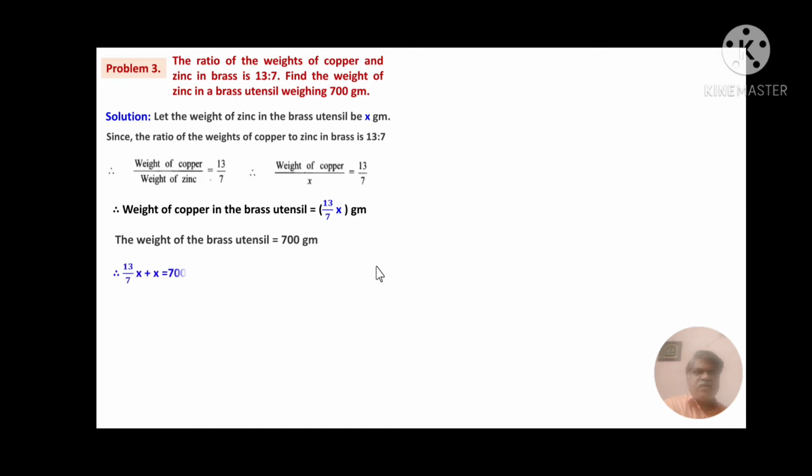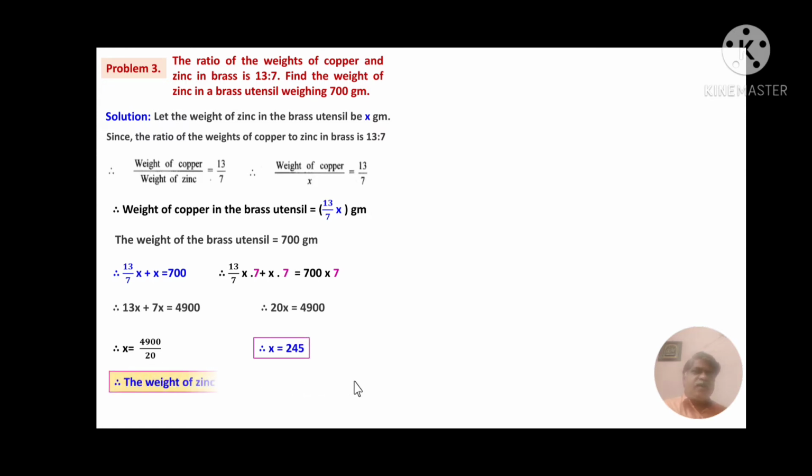Now, we will put 13 upon 7 x plus x is equal to 700. Multiply all by 7. Therefore, 13x plus 7x is equal to 4900, since 7 sevens are 4900. Therefore, 13 plus 7 is 20x is equal to 4900. Therefore, x is equal to 4900 upon 20. After division and simplifying, you get 245. Therefore, the weight of the zinc in the brass utensil is 245 grams.